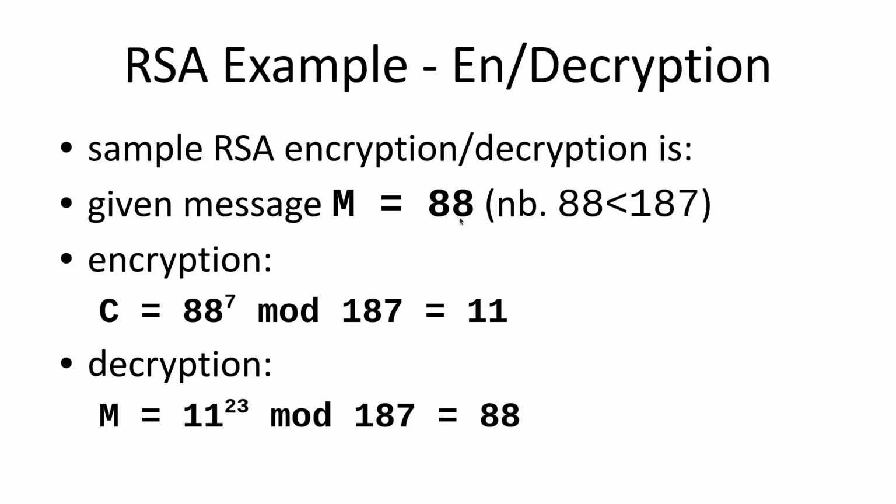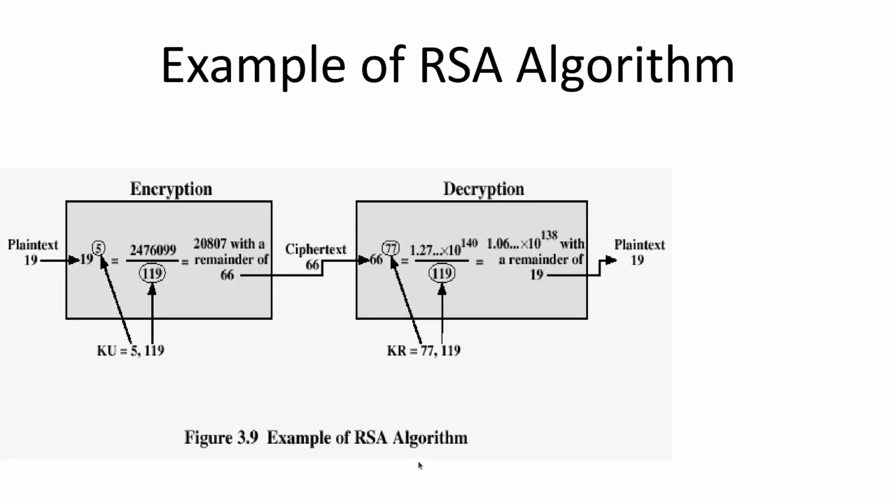Okay, so the message is less than the phi of n value. So the ciphertext is 88 raised to 7 mod 187, and decryption is 11 raised to 23 mod 187. Okay, so use your modular arithmetic and check that all this is right.